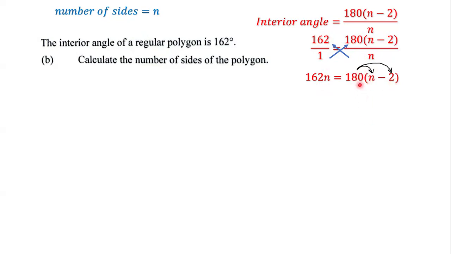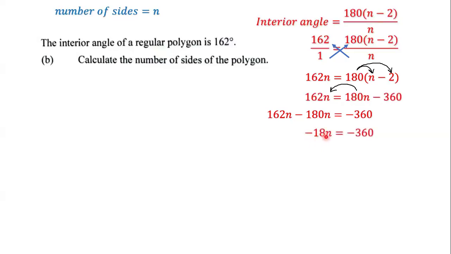Next, we distribute. So we have 180 multiplied by n and 180 multiplied by 2. And so 180 multiplied by n is 180n, and 180 multiplied by 2 is 360, and we keep the subtraction sign. So what we have is 162n is equal to 180n minus 360. We send the 180n over the equal sign, and so we have 162n minus 180n is equal to negative 360. Now we subtract. When we subtract, we get negative 18n is equal to negative 360.